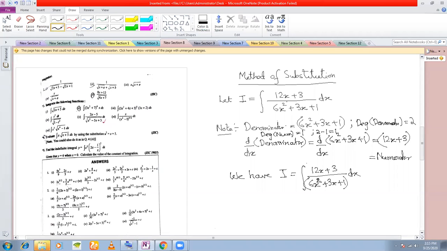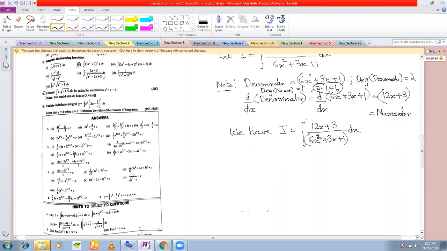Then I see here that 2 minus 1 is equal to 1. That means the difference of the degrees is 1, and the numerator is of lesser degree than the denominator. Then the next thing that should come to my mind is, what if I differentiate the denominator? Will I get the numerator? Understood? That should be your thought process. So remember this.